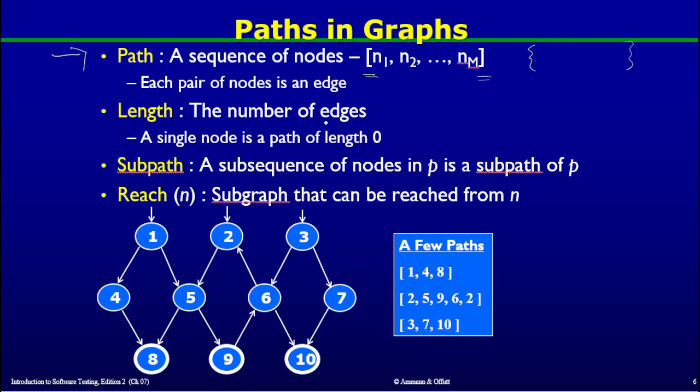The number of edges in such a path is the length of the path. For example, in this case n1 and n2 represent one edge, n2 to n3 another edge, and n(m-1) and nm another edge. We count the number of edges, and that constitutes the length of the path. If you just have a single node like this, with just an incoming arrow, then such a node represents a path of length 0.